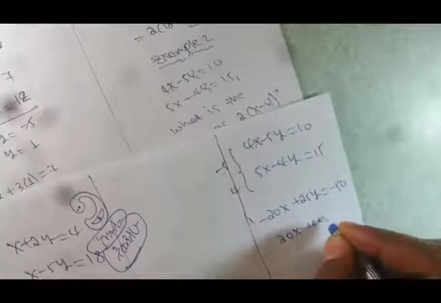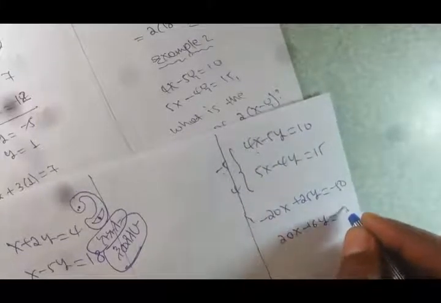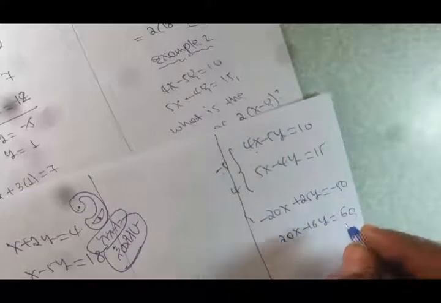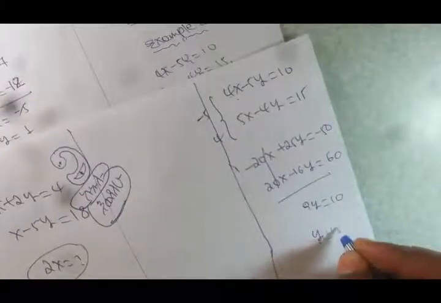minus 16y is equal to 16. Therefore, this will be cancelled, and this is equal to 9y is equal to 10. So the value of y is equal to 10 over 9.